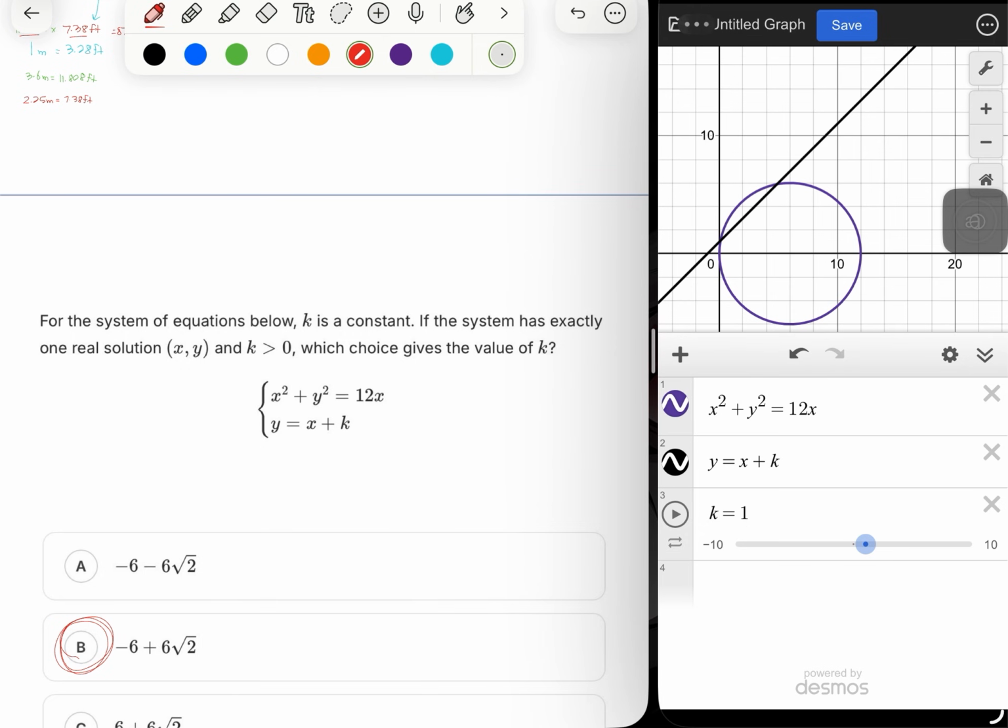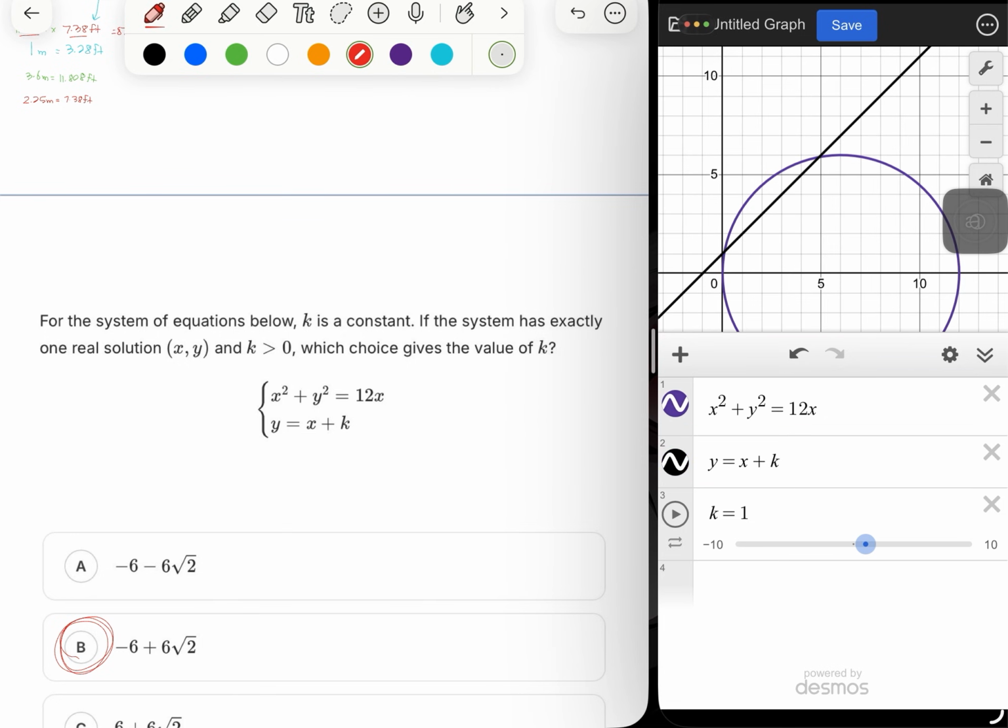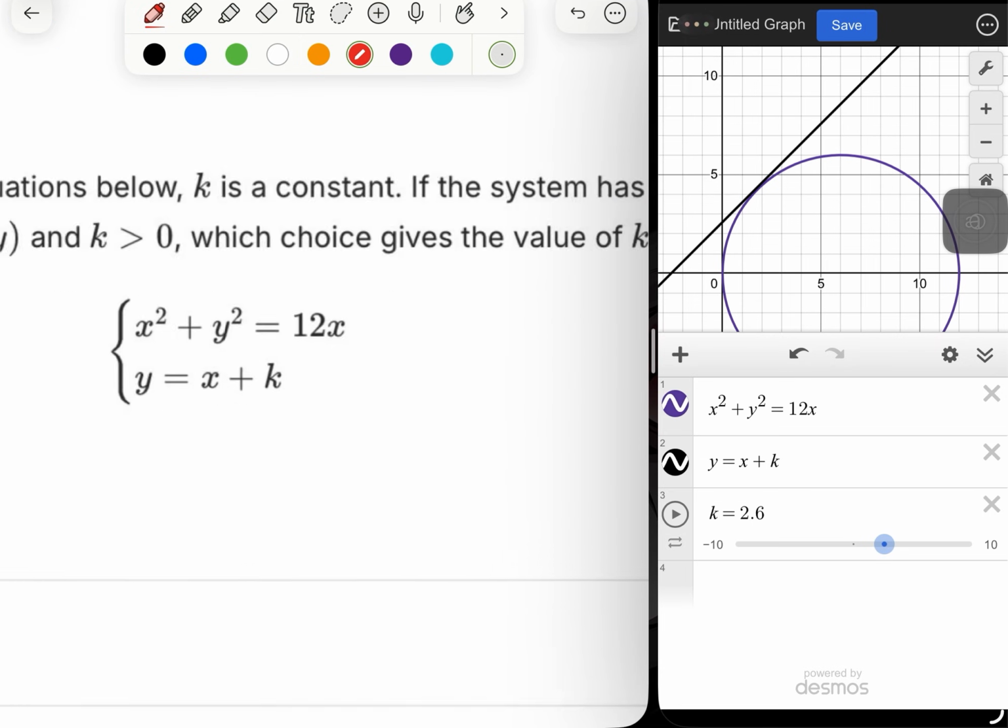Now, in my opinion, this method actually makes the problem much more efficient, like it makes it much easier to solve, right? It's faster because look, you have the two graphs here, and you know that the system has one solution. That means that these graphs should only intersect at one point. So you have to change the slider so that it only intersects at one point, right? So somewhere around there. You might not know what the exact value is, but let's say it's close to 2.6, so you can say k is close to 2.6.